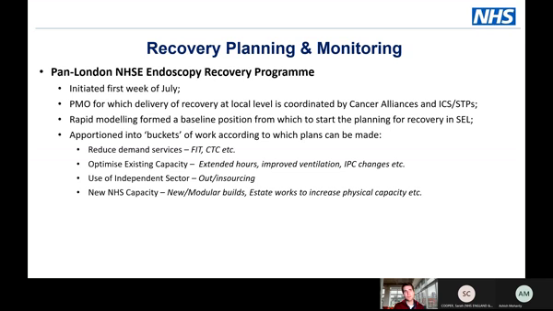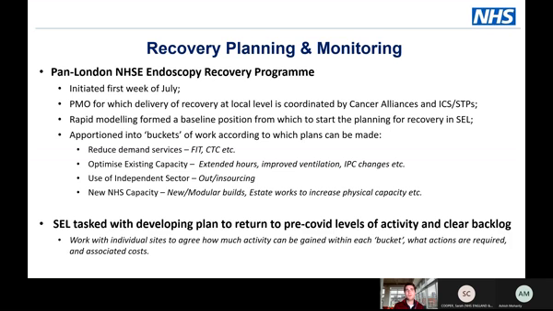There's obviously another bucket around using the independent sector through outsourcing or insourcing. And also, new NHS capacity. So that would be estate works to convert non-endoscopy rooms into more endoscopy capacity, or new builds or modular builds. Once you start apportioning potential activity that could be brought about, or additional endoscopy that could be brought about by doing some of these things, you can also start looking at, well, what would it cost, both in terms of capital and staff costs and revenue to deliver some of those work streams.